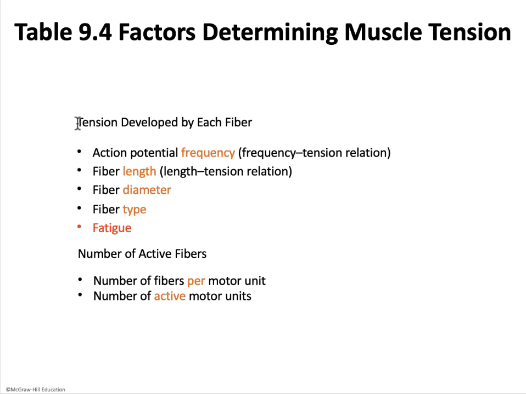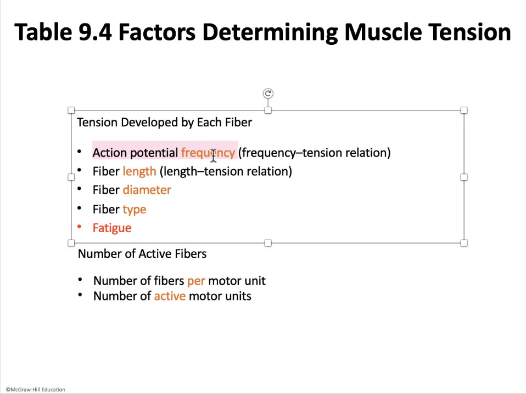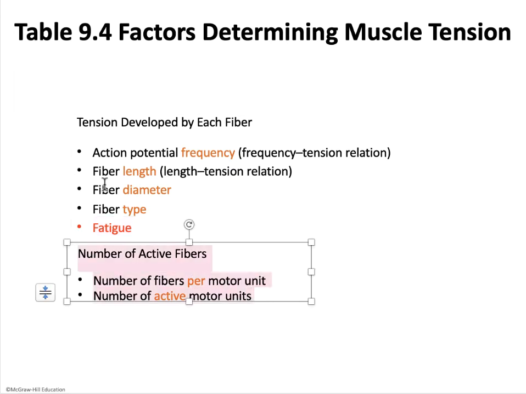Well, we now know that tension is developed by each muscle fiber based on the action potential received, the frequency of activation by motor neurons, the length of the fiber, the diameter of the fiber, the type of the fiber, and of course the rate of fatigue. Combine the above with the number of fibers per motor unit and the number of active motor units, you can see that we have whole cell control to a very large degree over that muscle.